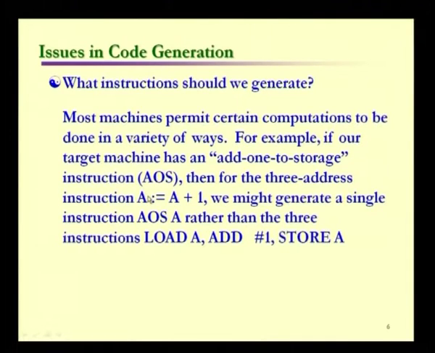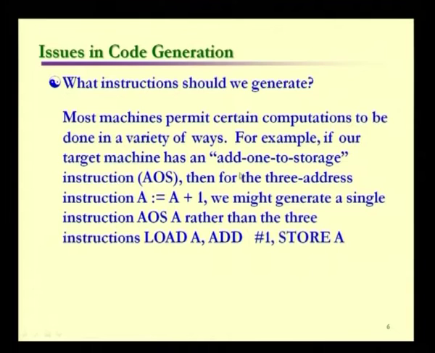So, there are 3 assembly instructions generated here, but suppose you have an instruction called AOS, which is add 1 to storage, an implementation of the increment operation. Now, you say what is the memory location which is supposed to be incremented? AOS A, that is all. But rather than writing load A, add immediate 1 and store A, it is enough to write AOS A, that will automatically increment the particular location by 1. So, instead of writing 3 instructions, we write only 1 instruction.